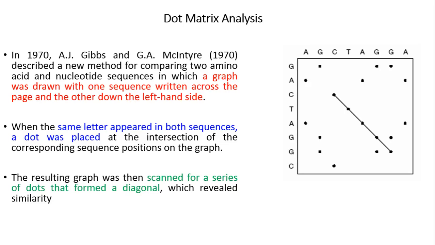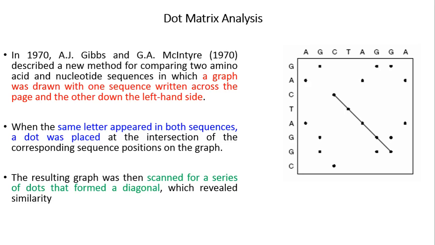This dot matrix analysis method was proposed by A.J. Gibbs and G.A. McIntyre back in the 1970s. So what new method did they propose? Well, that begins with comparing two amino acid residue sequences, or you can also have nucleotide sequences.